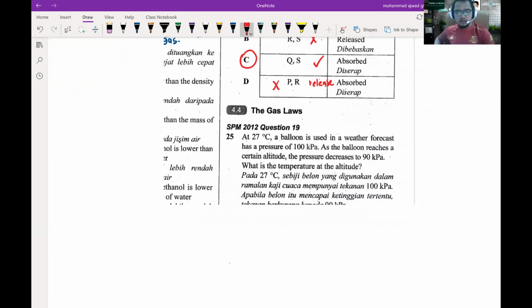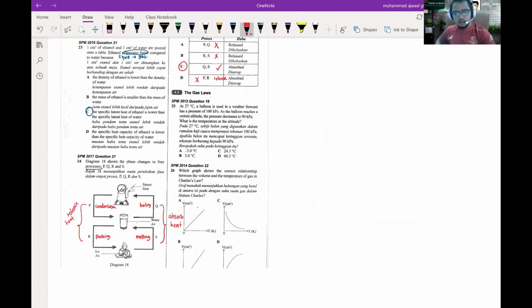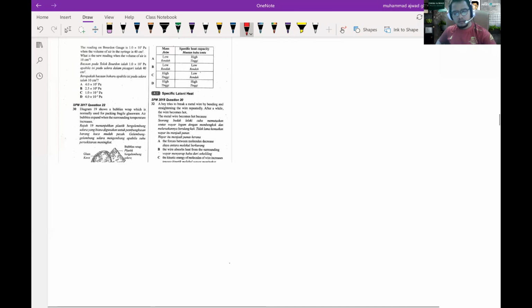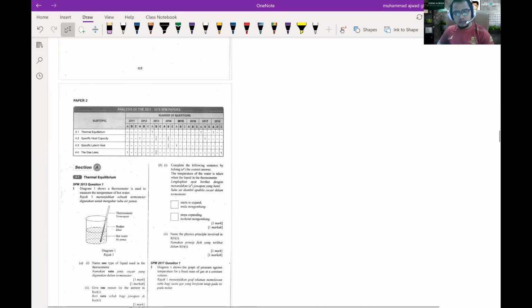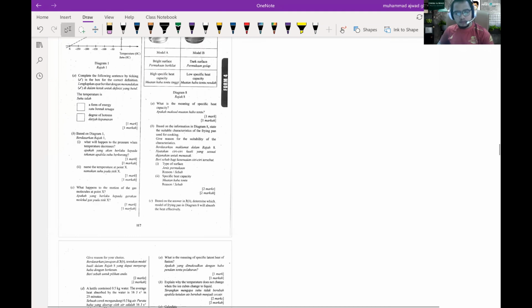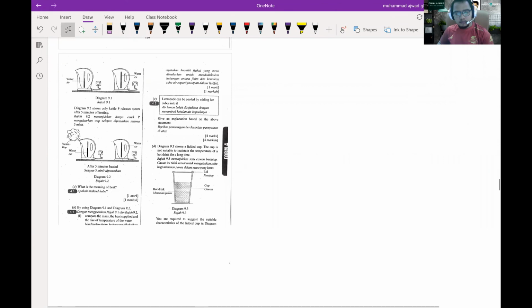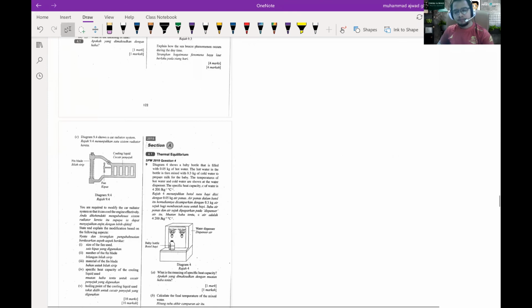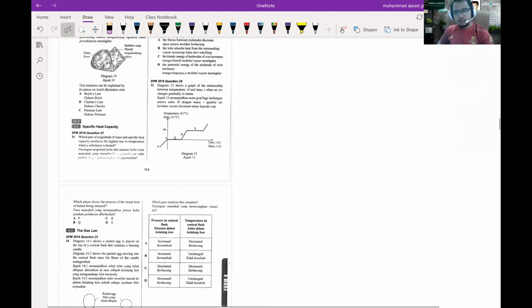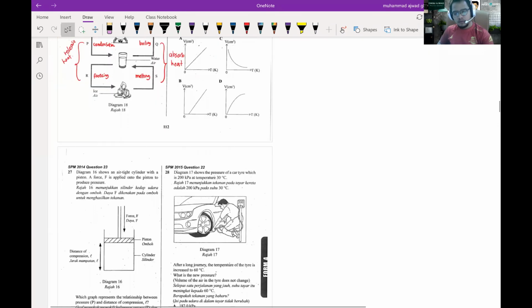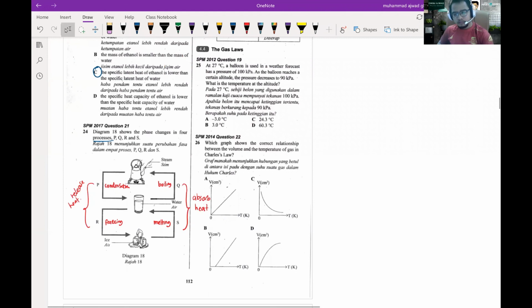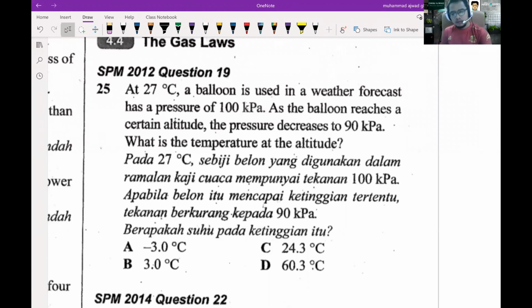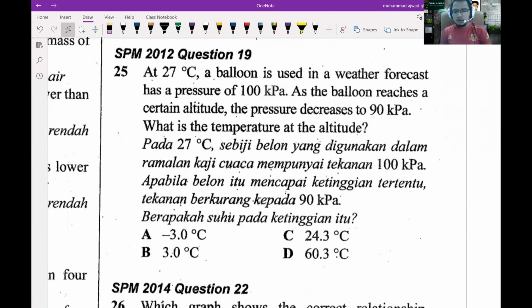Okay, dah masuk gas law. Kejap, kita tengok dulu. Gas law, 1, 2, 3, 4. Lepas tu, paper tu, okay. 4, 5, 6, 7, 8, 9. Okay. Alright. Okay. So, macam tu kita, yang ni kita stop dulu.